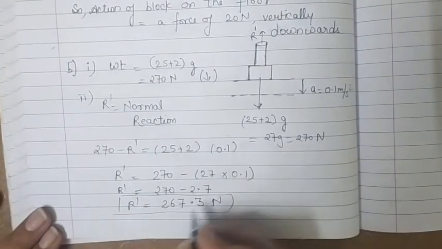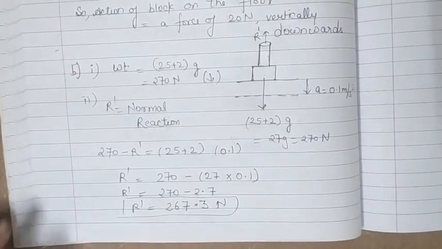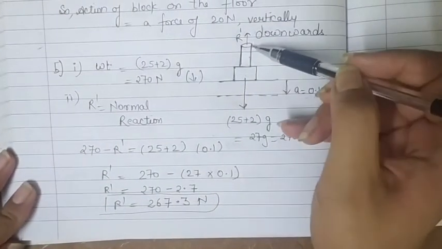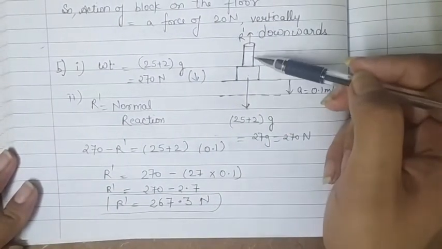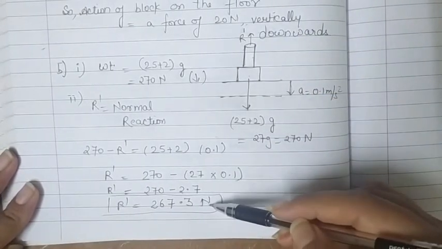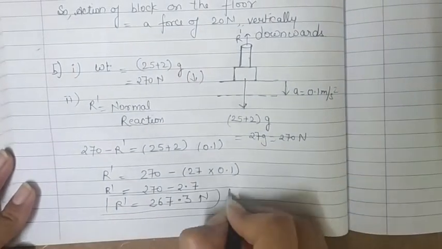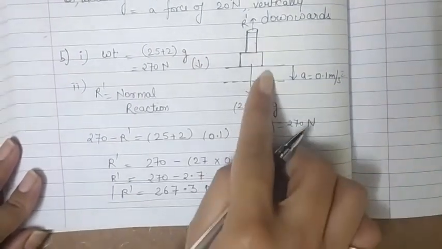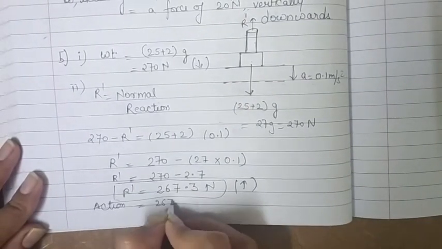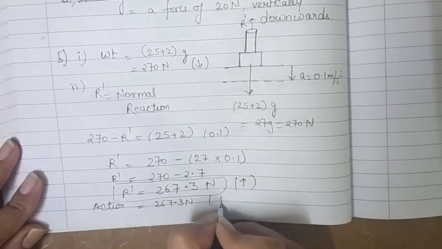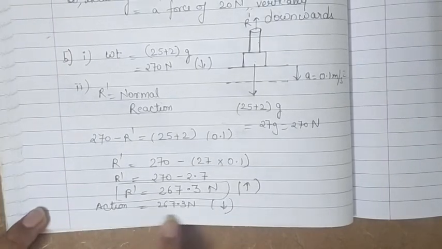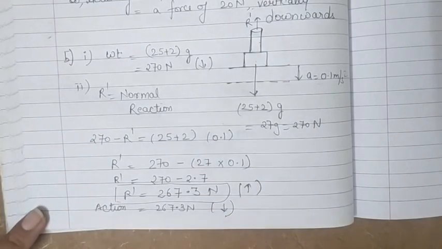This is vertically upwards, and by using Newton's third law of action and reaction, since we know that from the third law of motion the action is equal and opposite to the reaction, so the normal reaction R dash is 267.3 newton vertically upwards. So the action we want to find for the floor is 267.3 newton vertically downwards. So the action of the block on the floor is 267.3 newton vertically downwards.